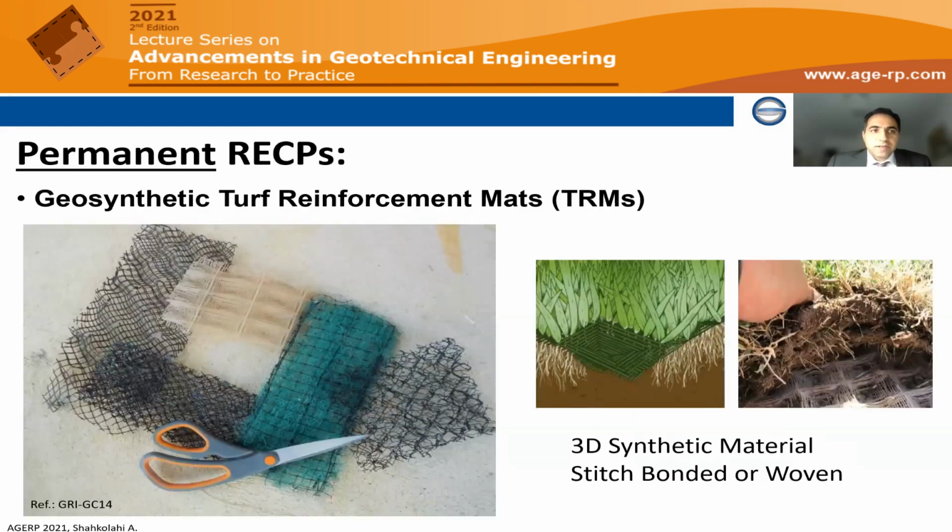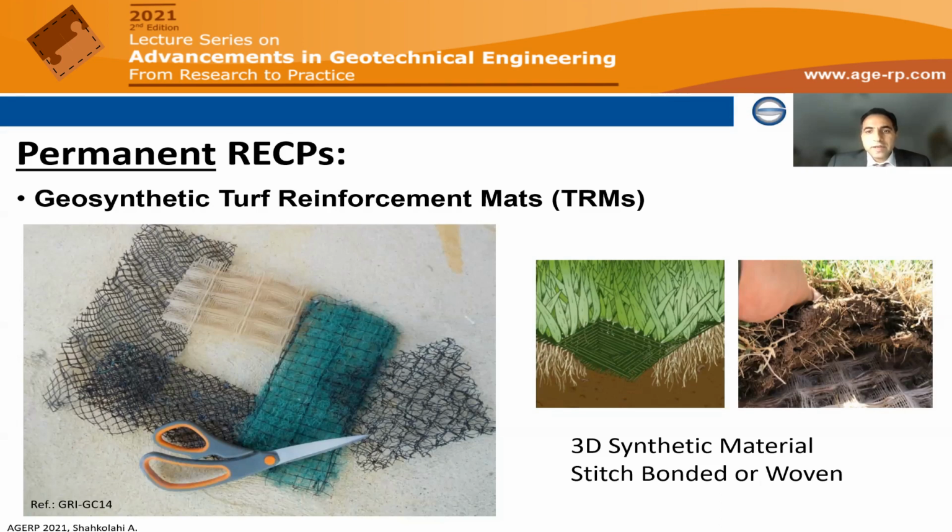For this, we use a permanent RECP, which is called turf reinforcement mat. Again, these are all generic names. So turf reinforcement mat, or TRM, is a geosynthetic material mainly made of UV stabilized synthetic products like polypropylene, because polypropylene is very durable with some additives against chemicals. So they are 3D, not 2D. They are three-dimensional, so we have an interaction between soil, roots and vegetation and these products.